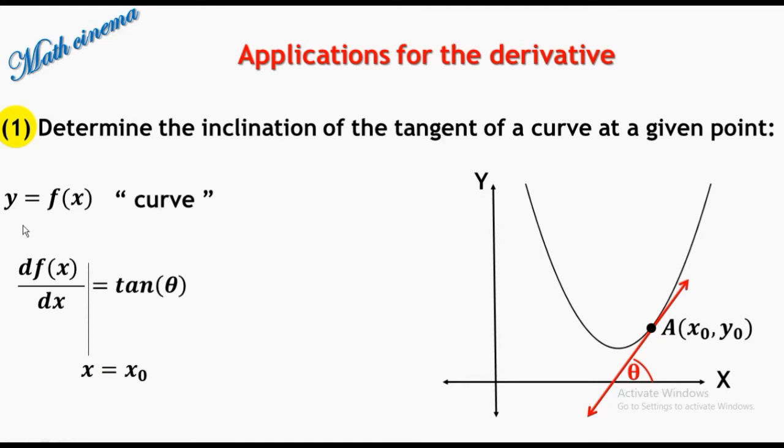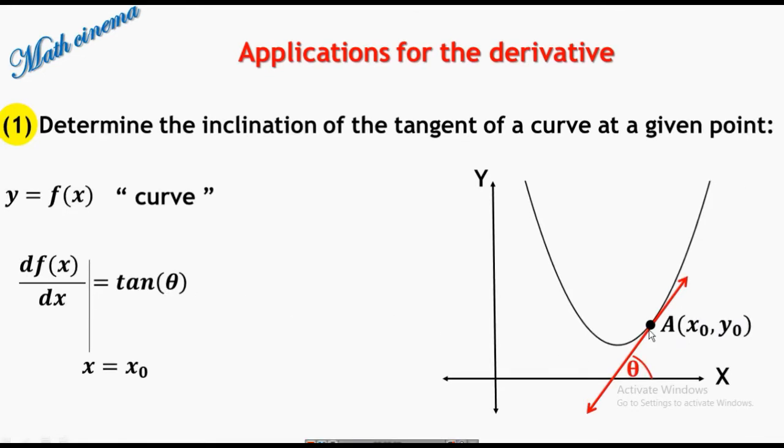If we have y equals f of x, a curve, the one in front of us here is a quadratic curve, which is a special case. But in general, for any curve y equals f of x, the first derivative is the slope and the slope equals tan theta. Now choose an arbitrary point (x node, y node), and we want to find the slope of the tangent at this point.